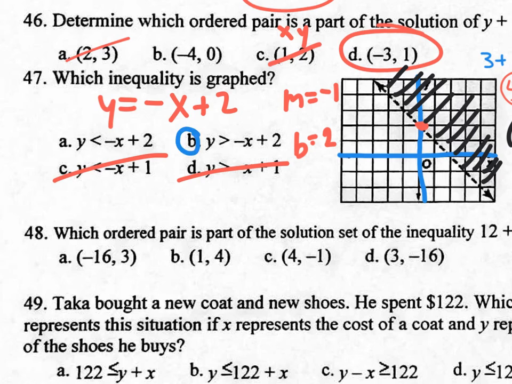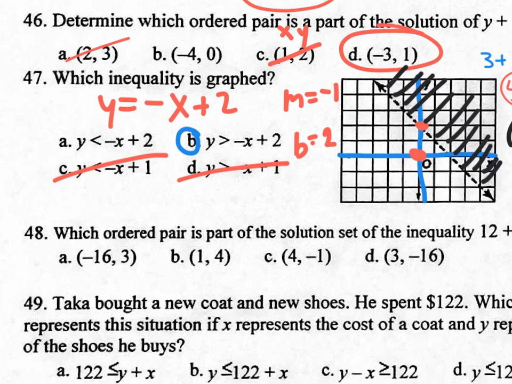Now, the correct way of doing it would be to test a point like the origin. The origin is clearly on this side of the line. So if it works, then you would have to shade in this side, because all your solutions are going to be on one side of the line or the other side. Up here, it's shaded on the top. So it's saying that all your answers are up here, which means that if you test the point 0, 0, it should not work.